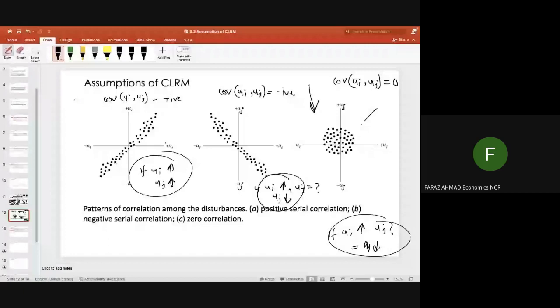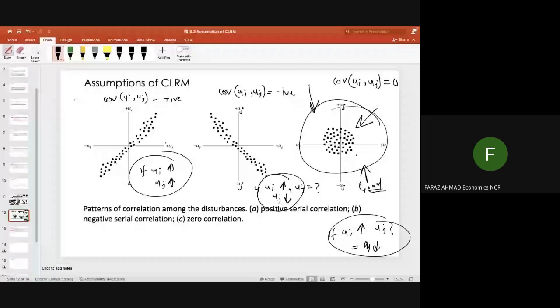This is our assumption. This graph is what is good. We are happy if this happens. That's what our assumption is all about, right? That there should be no covariation between UI and UJ.